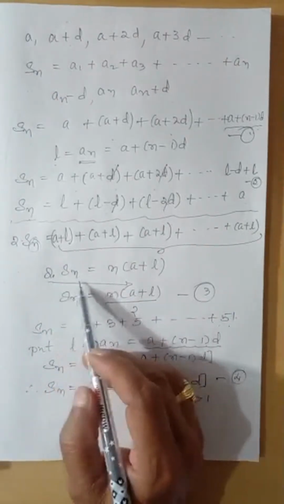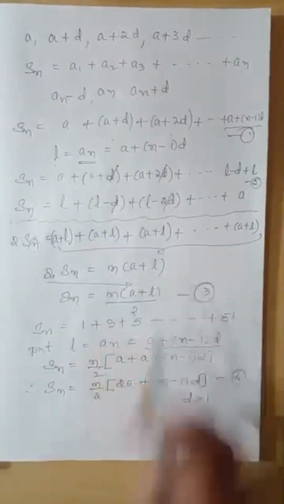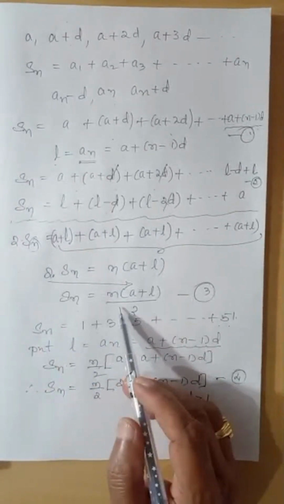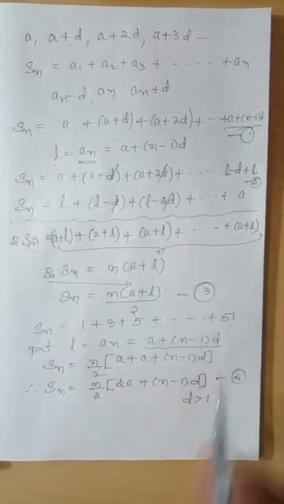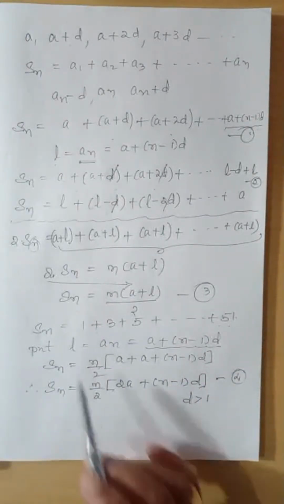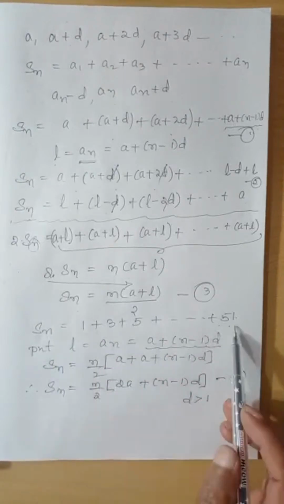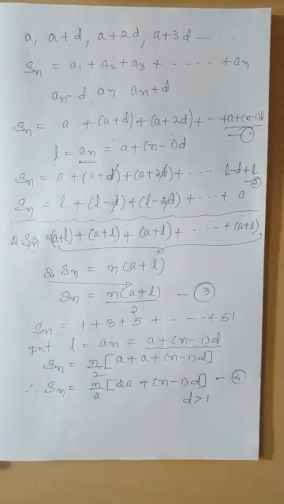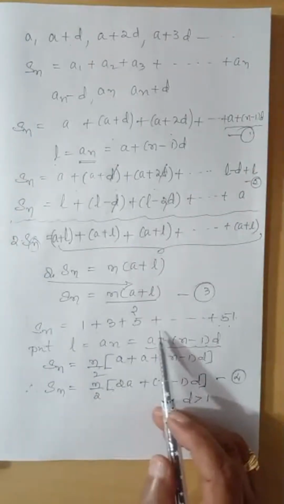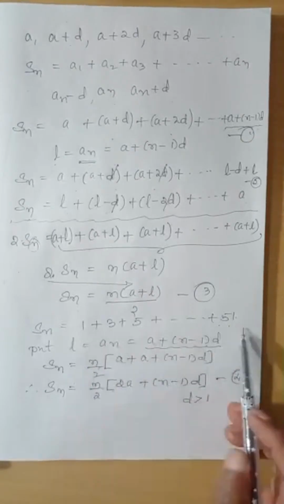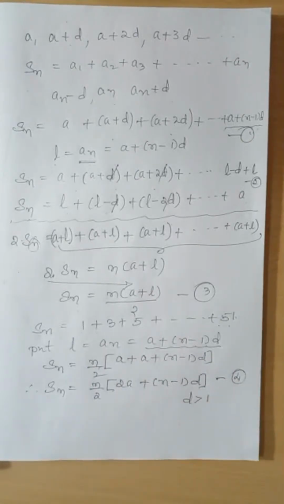Therefore, 2 times Sn is equal to n times a plus L. Cross multiplying, Sn is equal to n times a plus L by 2. So this is also a formula we can use while solving problems. In what situation? Suppose finite terms are given, with the first term and last term given. This is one example I have taken: 1 plus 3 plus 5, the sum of odd numbers, with last term 51. Here first we have to find the number of terms, and after that you may use this formula.